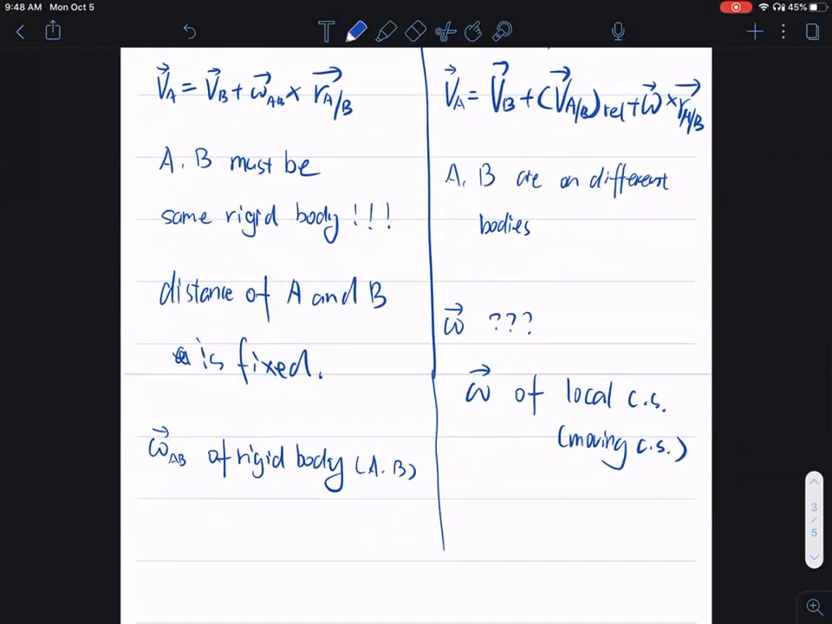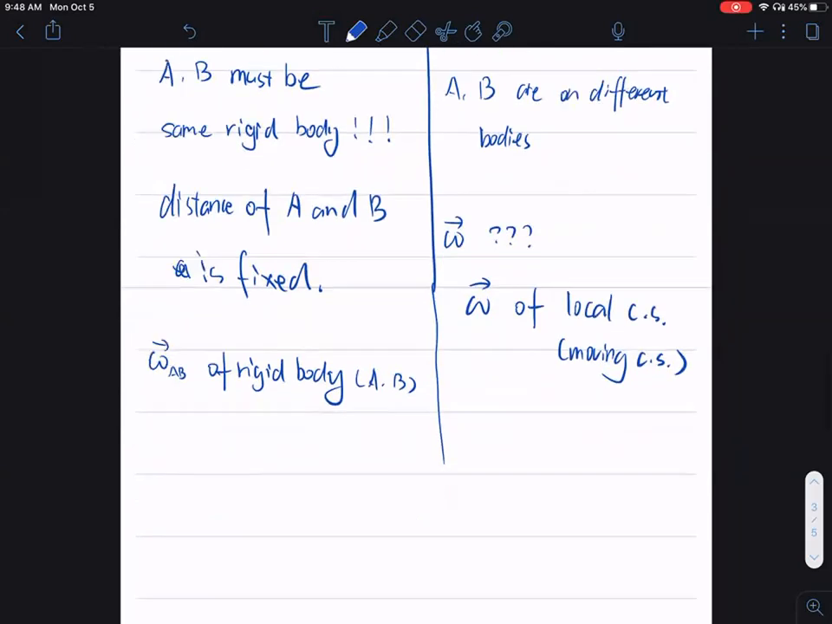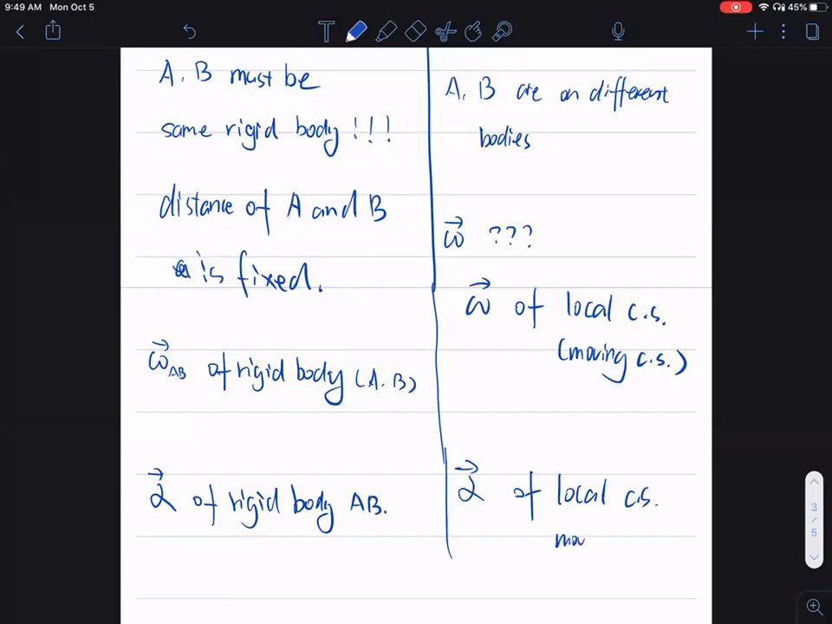The same thing applies for acceleration in chapter 2 and chapter 3. For chapter 2, acceleration, there's an alpha term, that is the angular acceleration of the rigid body AB. But in chapter 3, alpha, which is the angular acceleration, is the angular acceleration of your local coordinate system, or its moving coordinate system.